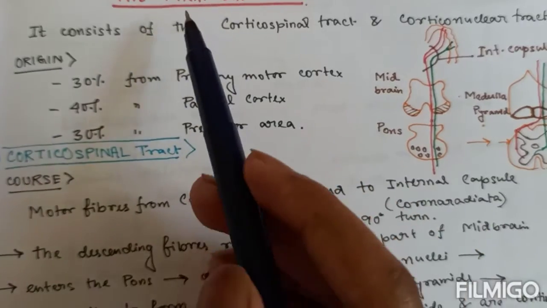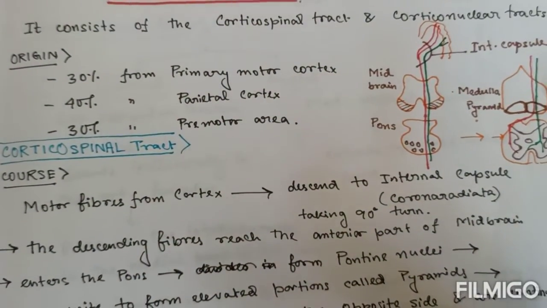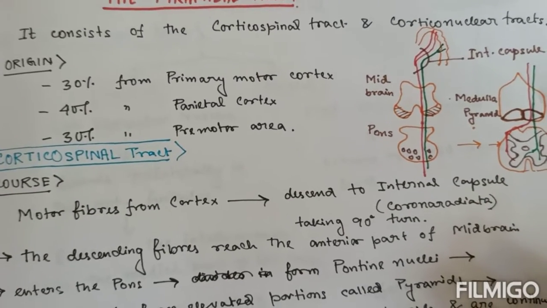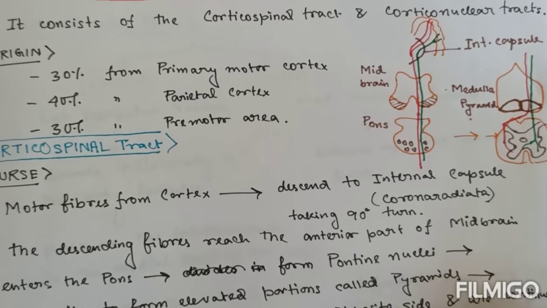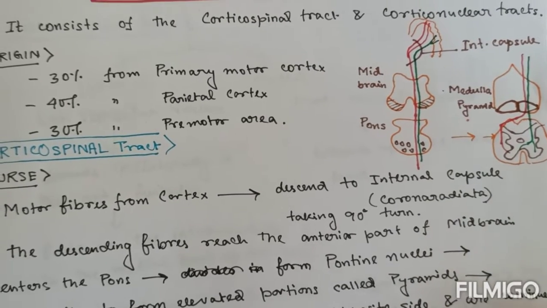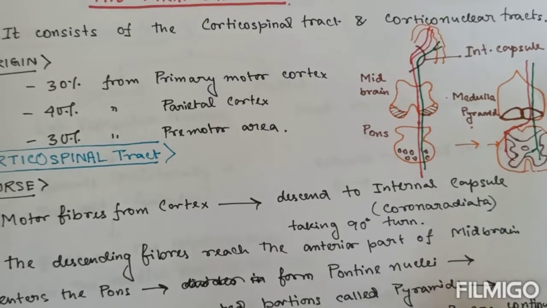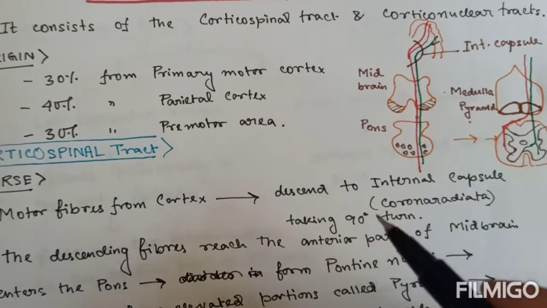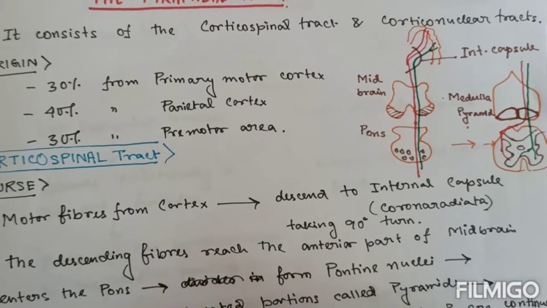And the name is not only because it arises from the pyramidal cells of the cerebral cortex, because only 3% of the cells of this tract arise from the giant pyramidal cells, also called Betz cells. The name is mainly derived from the pyramids, that is, the elevated structures formed by the fibers of this tract in the medulla on its way to the spinal cord.